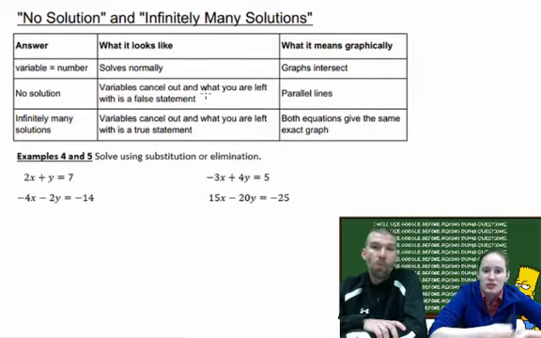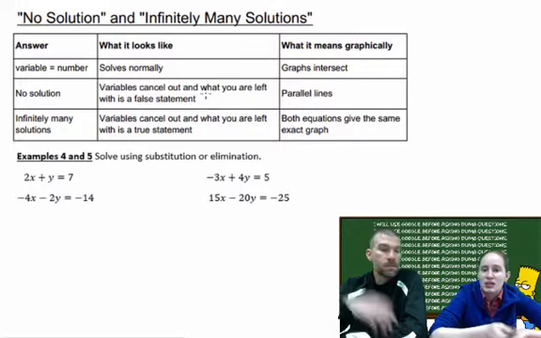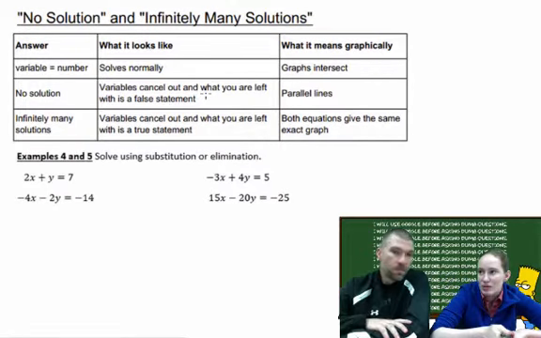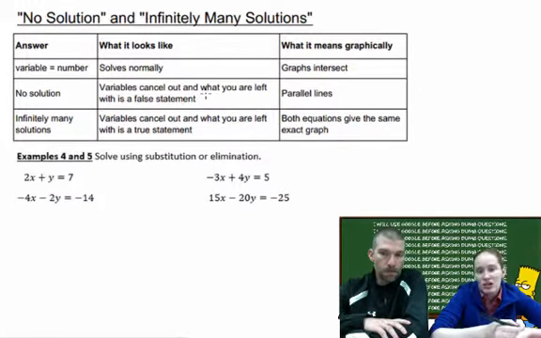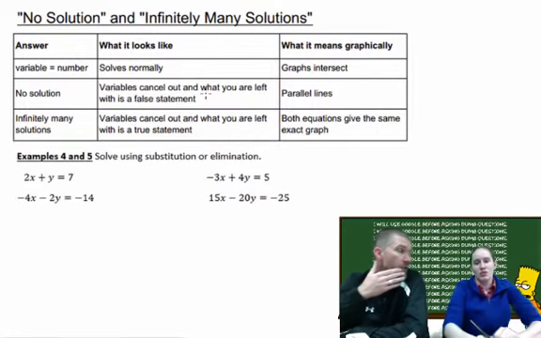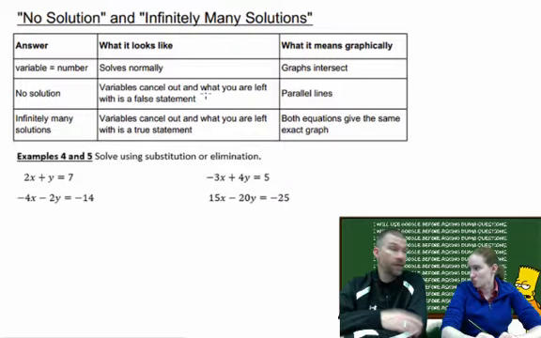Infinitely many solutions: what happens is the variables cancel out and what you're left with is a true statement. So you're allowed to plug in any number you want and you'll still end up with a true answer. You'll end up with something like 5 equals 5, or 17 equals 17, or even 0 equals 0. That's right, a true statement.